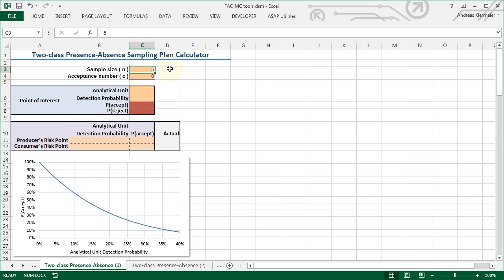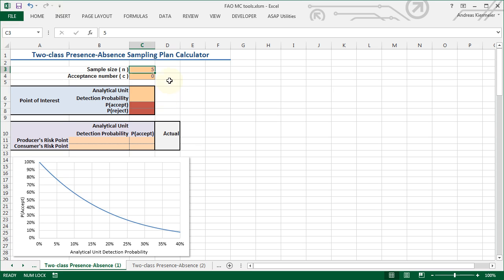We have an area at the top for specifying the sampling plane, and the corresponding OC curve is shown at the bottom. There is also an area for a point of interest, which allows you to calculate the sampling plane's probability of acceptance and rejection for any detection probability that you might be interested in.